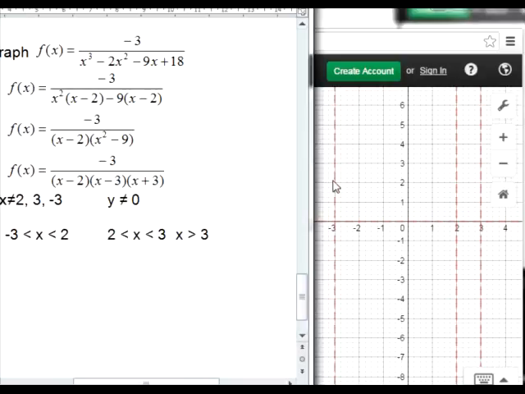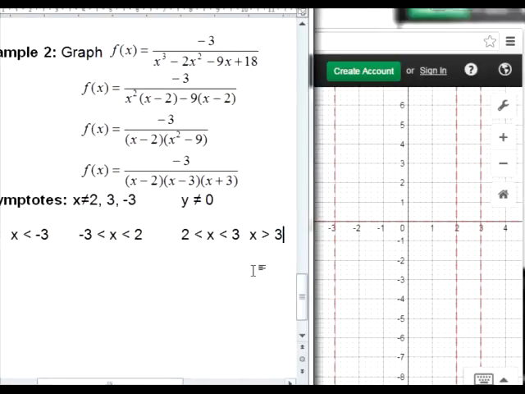So the way I got that from is, let's scroll back here. x is less than negative 3 is over here. x is between negative 3 and 2 is here. x is between 2 and 3 is here. And x is greater than 3 is there.